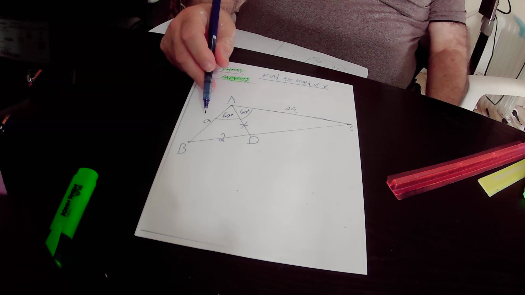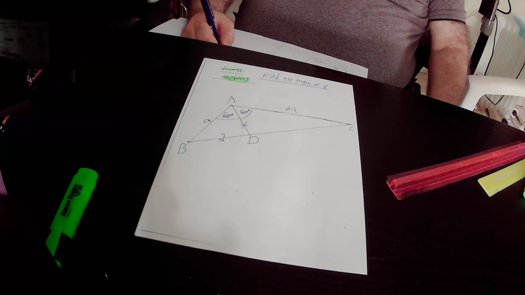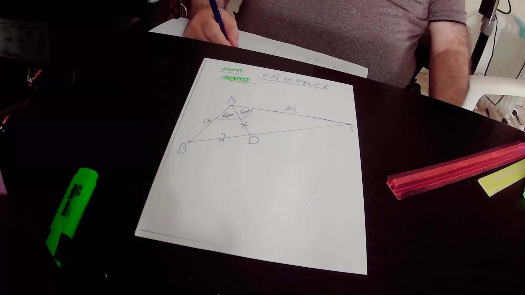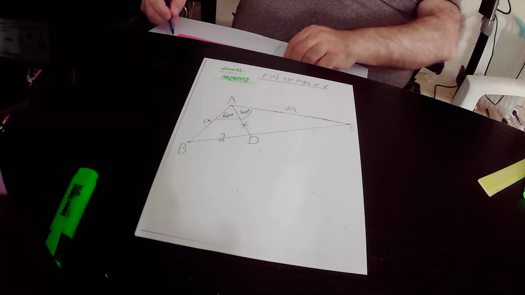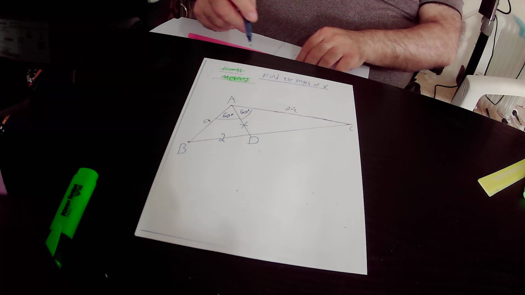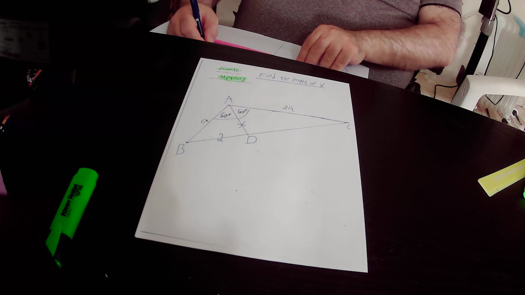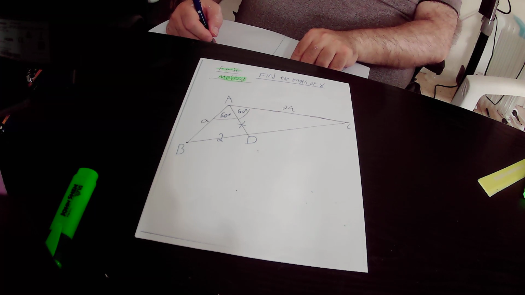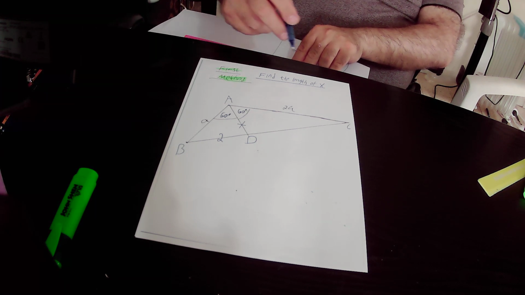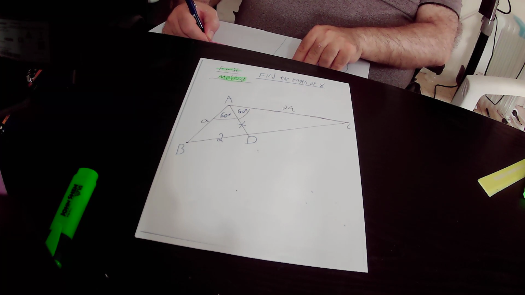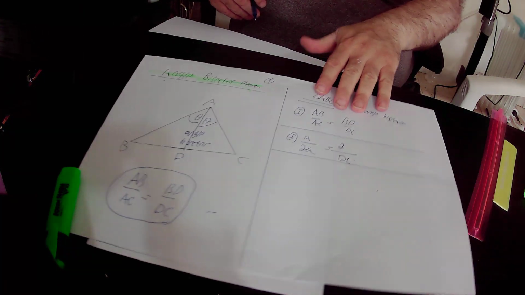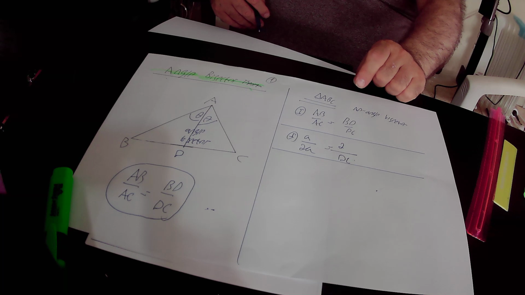AB equals A according to what is given in the question, so we substitute AB by A over AC. AC equals 2A according to the question, so we substitute AC by 2A. BD equals 2 units according to the question, so we substitute BD by 2, over DC. DC is the missing line segment, so we leave it as it is. So we got that A over 2A equals 2 over DC.